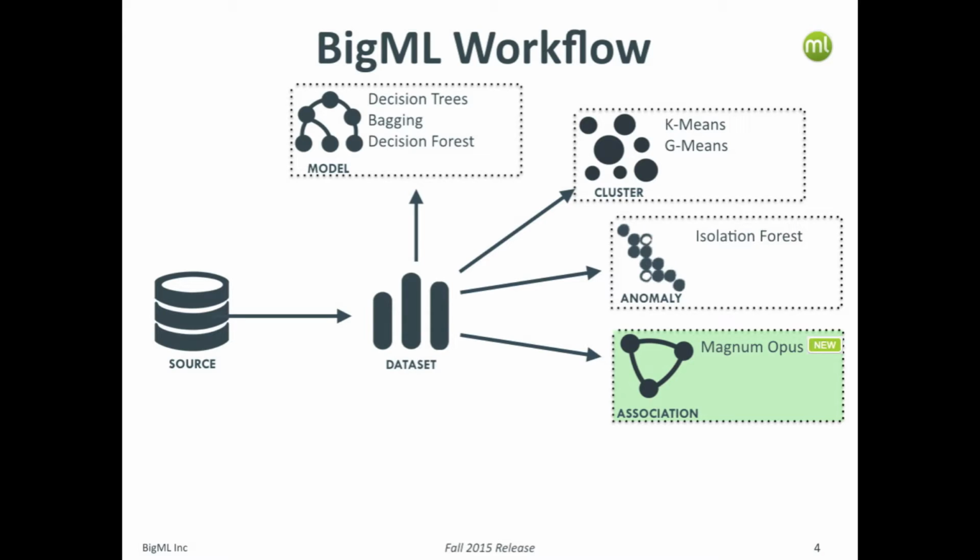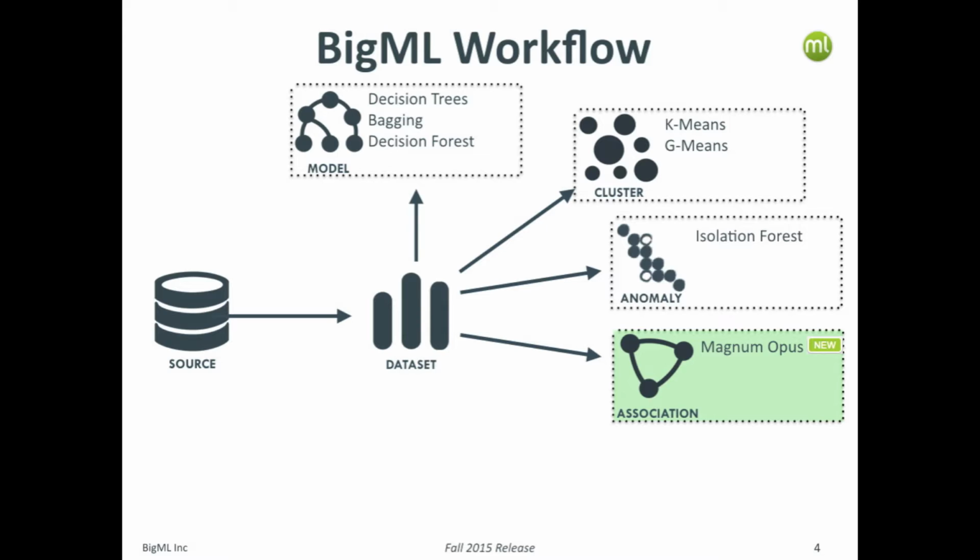BigML's workflow always begins with what we call the source step, and this is where the data is uploaded to BigML and the field types are auto-detected and then corrected if necessary. The next step is to create a dataset from the source. Datasets are the fundamental building blocks for all of the machine learning algorithms in BigML.